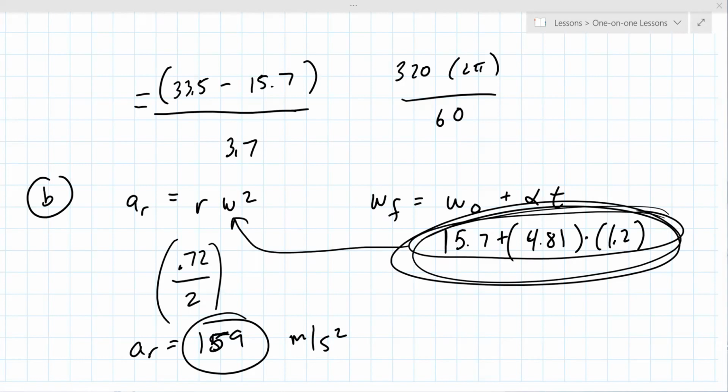159 meters per second squared. Yes, well, roughly. I'm trying, if I jump into all the calculations, the key part of this is doing this for WebAssign or Pearson here. 15.7 plus the 4.81 times the 1.2, and then you square that number. That's whatever that is, but then you multiply it times 0.36, and it's actually 166 is what I got when I do this calculation out. 166. Okay.